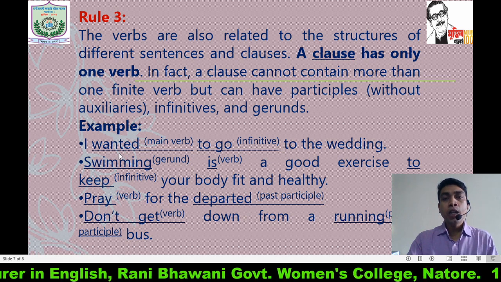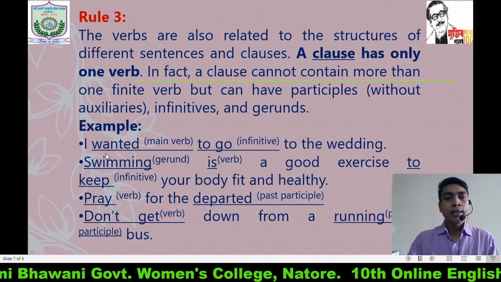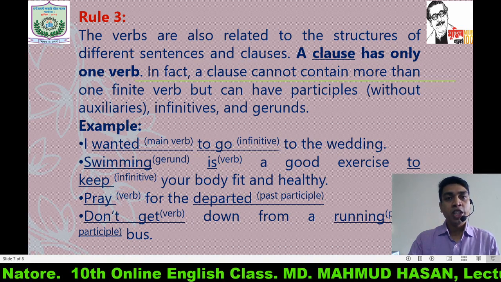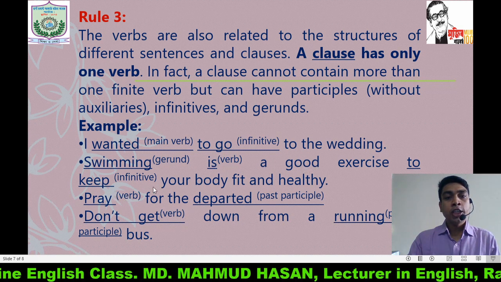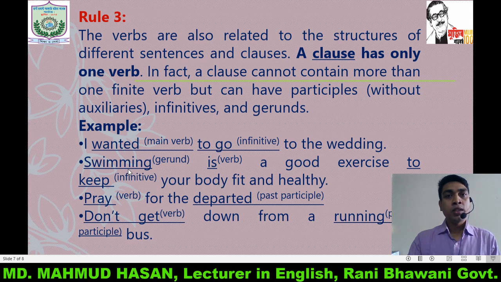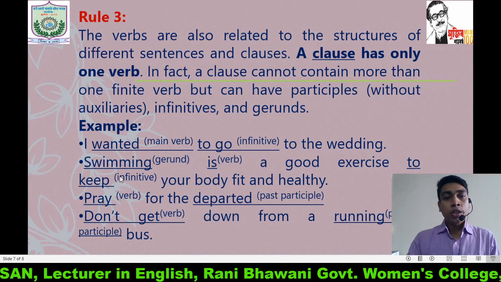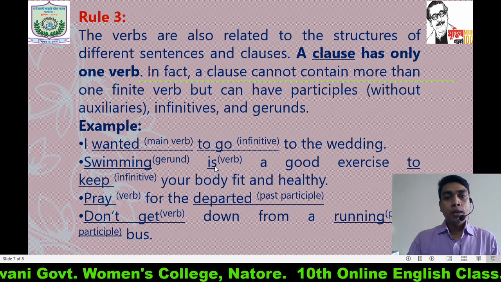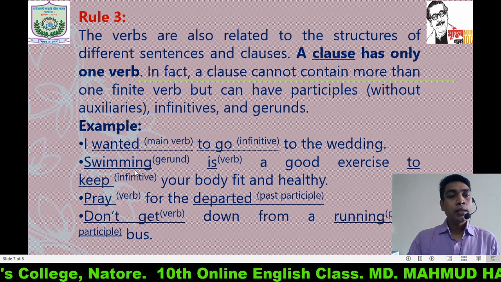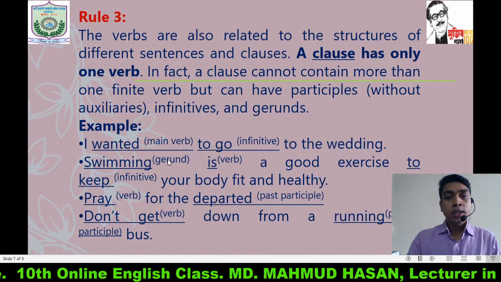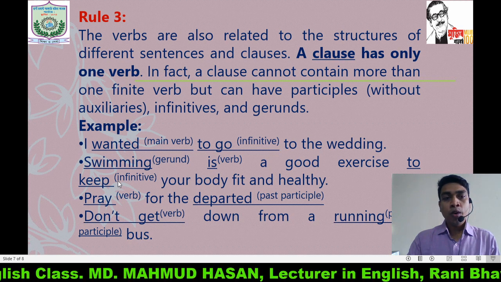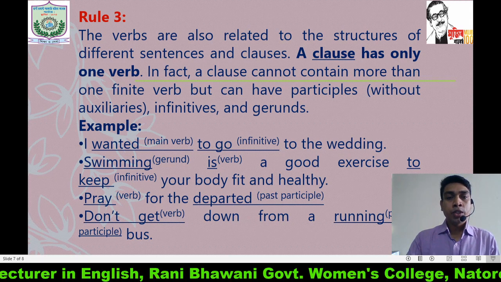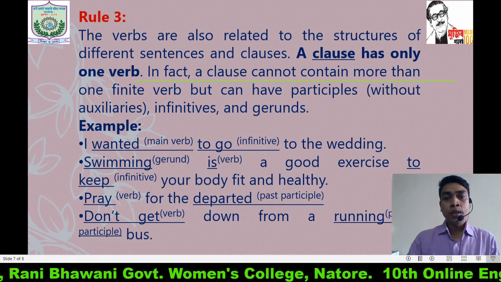Examples will make you clear. I wanted to go to the wedding. This is a sentence, and in this sentence wanted is the main verb and to go is the example of infinitive. Swimming is a good exercise to keep your body fit and healthy. Swimming is the gerundial form. Is is the main verb. To keep is the example of infinitive. Swim is a verb but swimming is a gerund. So there must be a single main verb, and we can have gerund, infinitive and likewise participles.